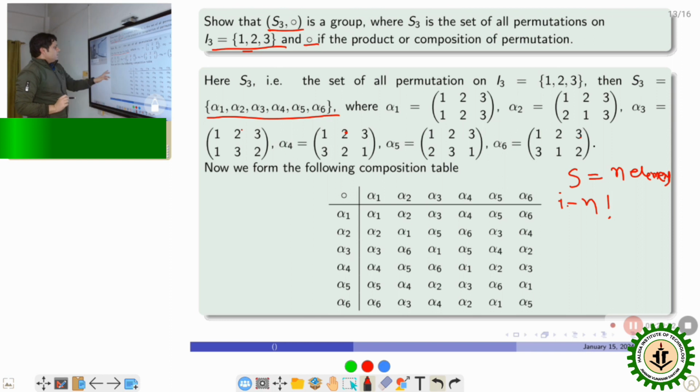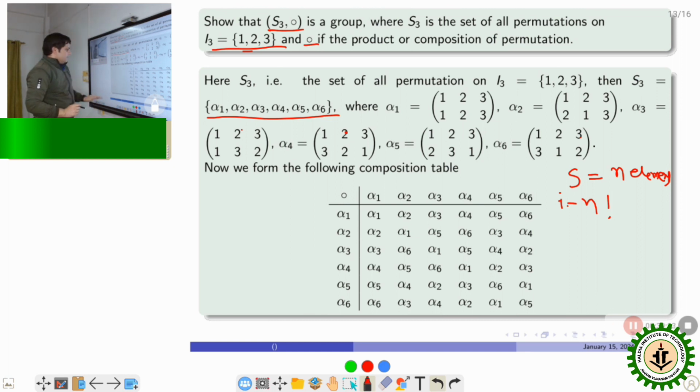Now we form the following composition table. In the first row, we write alpha 1, alpha 2, alpha 3, alpha 4, alpha 5, alpha 6, and correspondingly in the column, we write alpha 1, alpha 2, alpha 3, alpha 4, alpha 5, alpha 6. And this is the permutation composition symbol. Now, alpha 1 composition alpha 1 equals alpha 1, alpha 1 composition alpha 2 equals alpha 2, alpha 1 composition alpha 3 equals alpha 3. Similarly, if we take all compositions, we get this table.